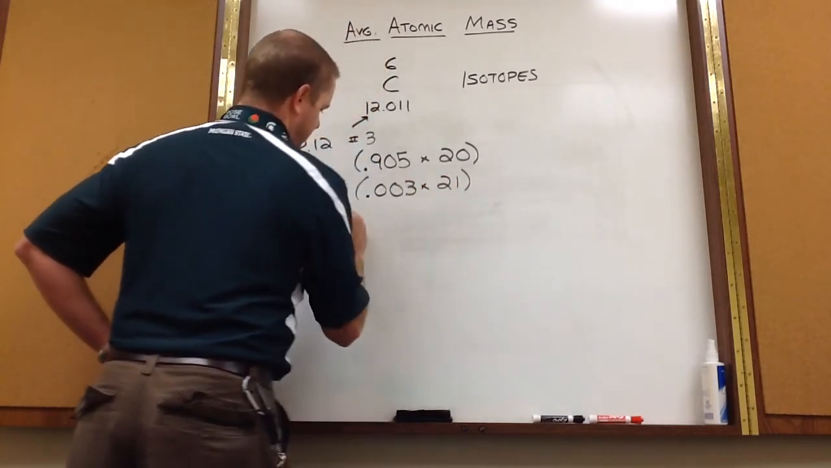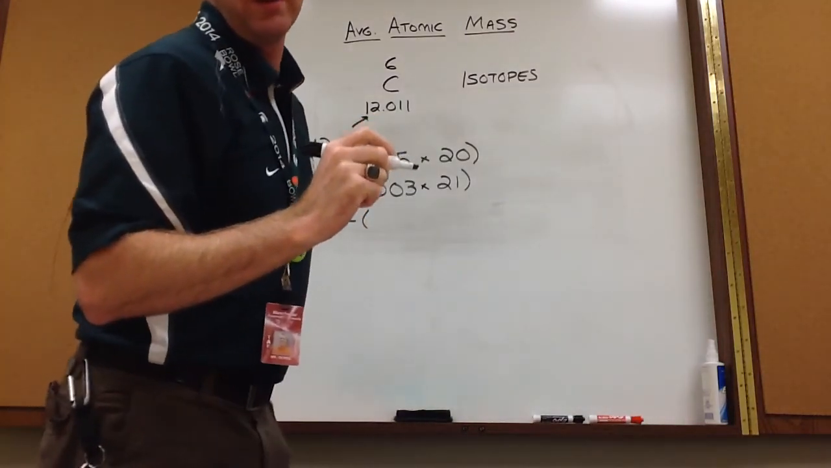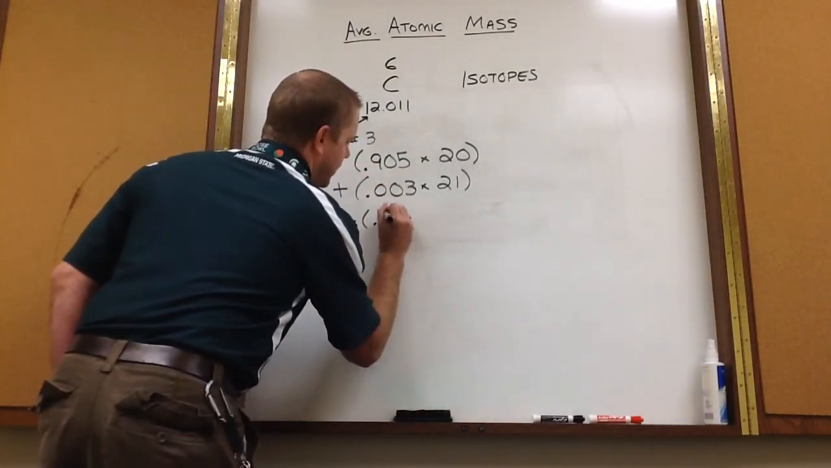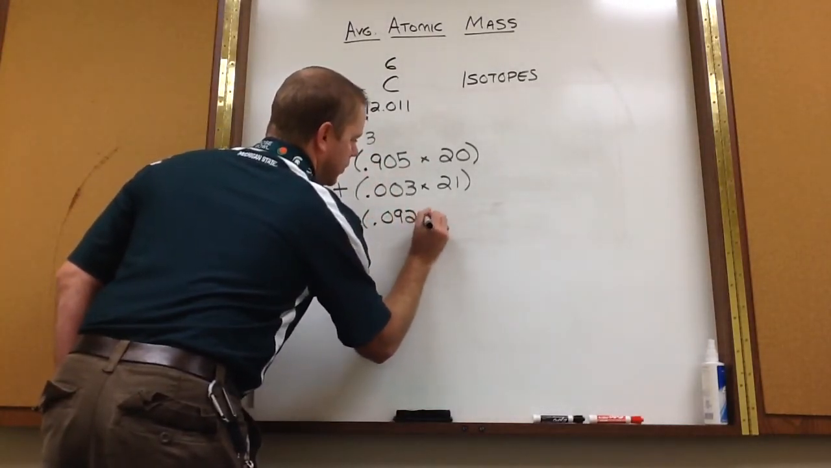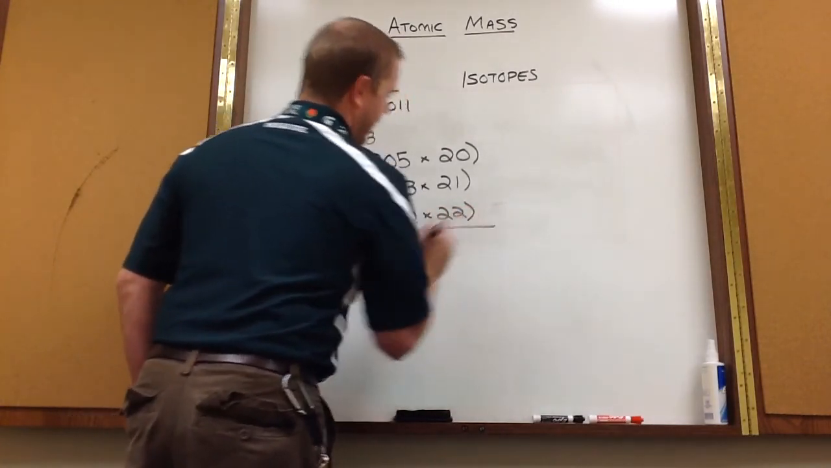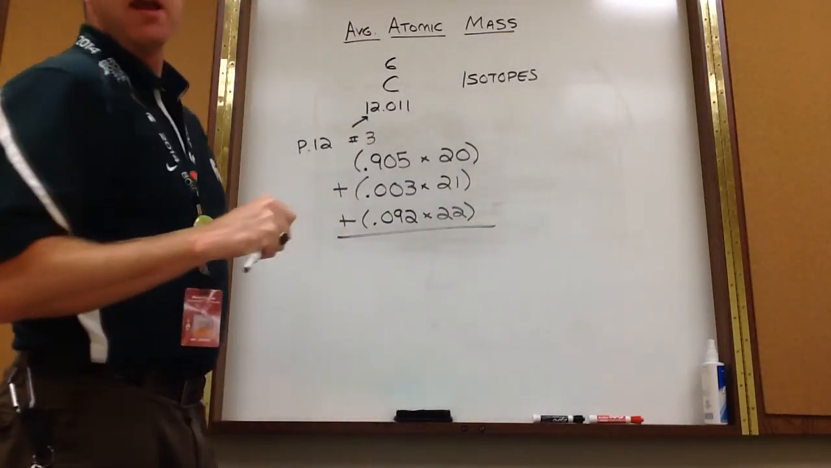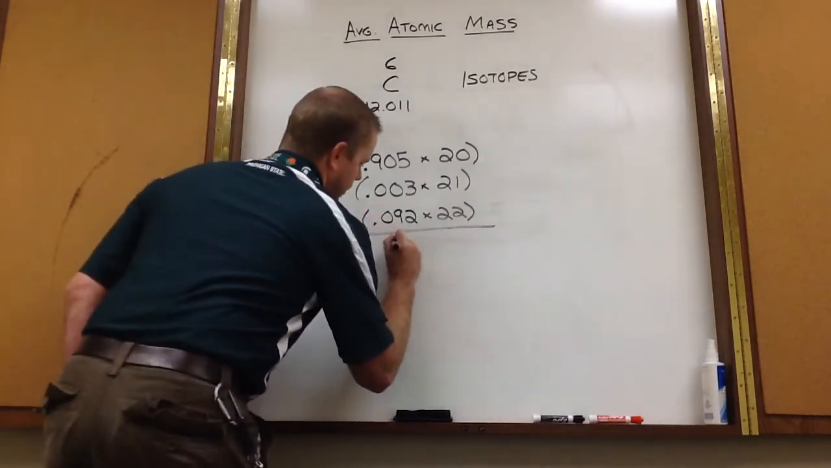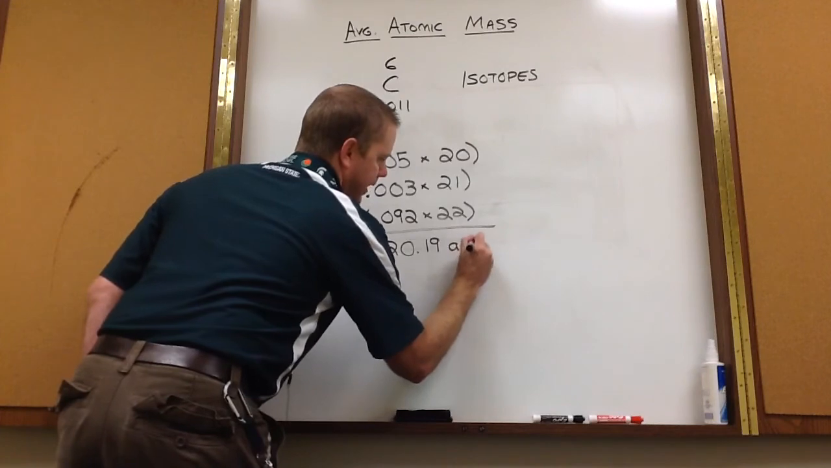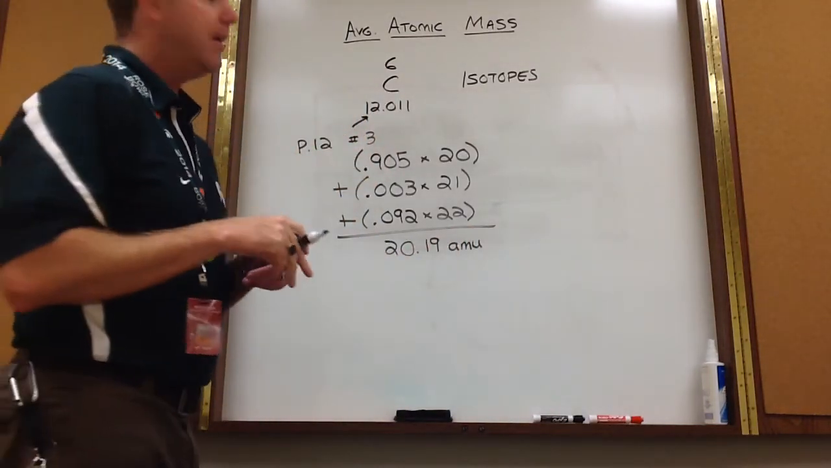Again, putting in parentheses, and then plus. I have 3 isotopes of neon here: 20, 21, and 22. The last one is 9.2%, which becomes 0.092, and that's version 22. Just like on the last problem, I then take my 3 terms, add them together, and round to the hundredths place. That's 20.19 atomic mass units.